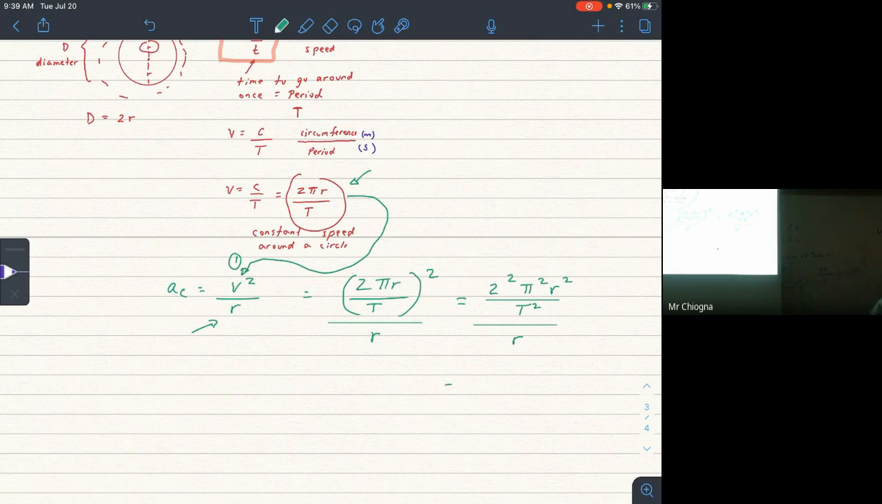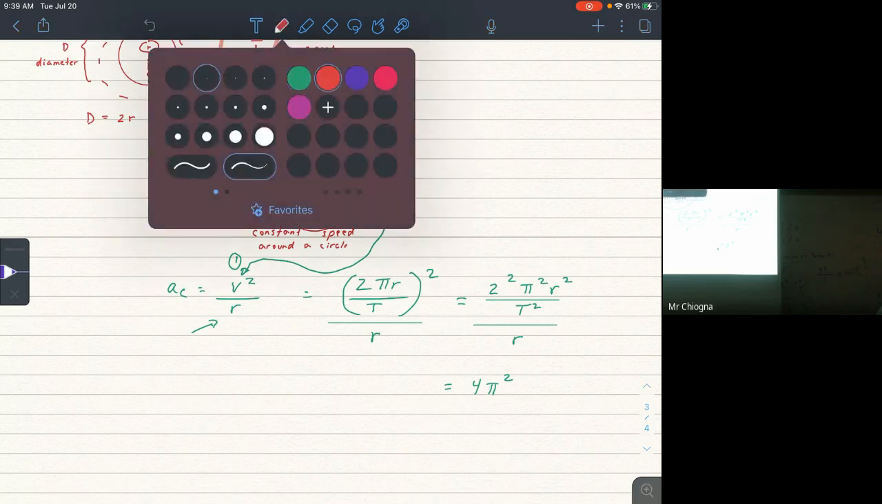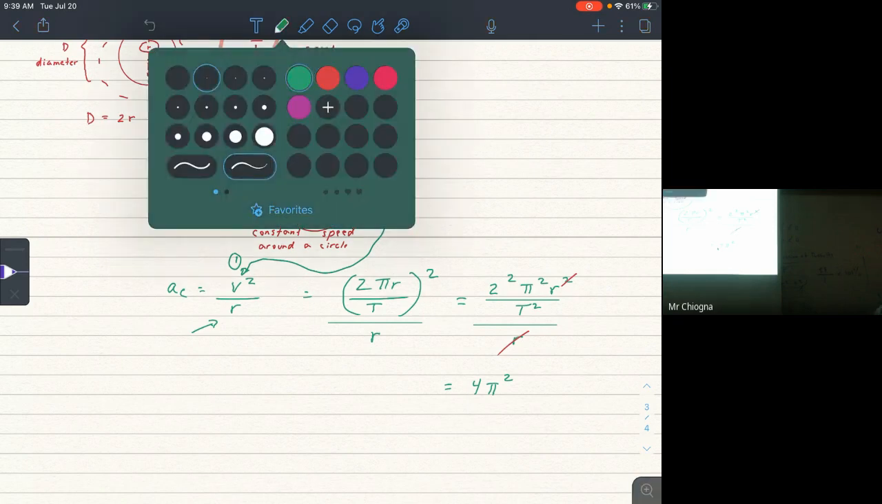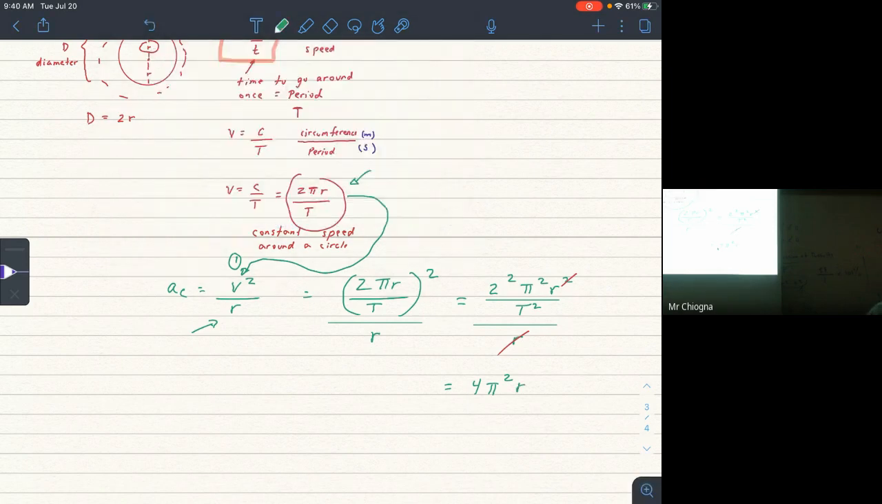Two squared is 4. Pi squared, you can keep as is. It's a constant on your calculator. One of the r's here will be canceled out by the r in the denominator. So you get simply r over t squared. What is that? That's just the second equation. This is the first equation. This is the second equation.